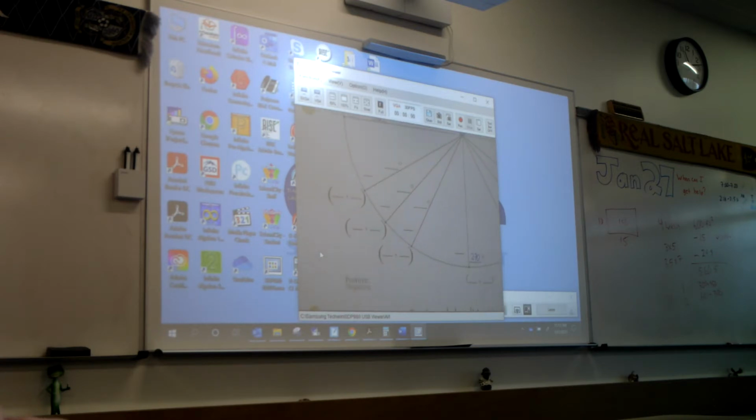Okay, now, when I get into the third quadrant, instead of subtracting the angle from 180, we're going to add it on. So 180 plus 30 is 210. 180 plus 45 is 225. And 180 plus 60 is 240.